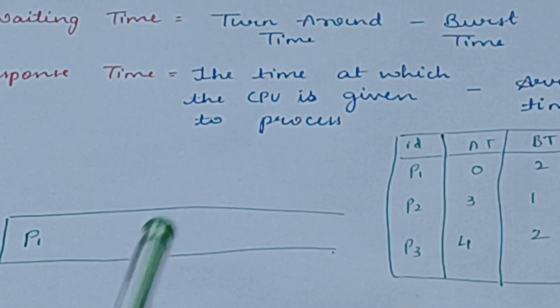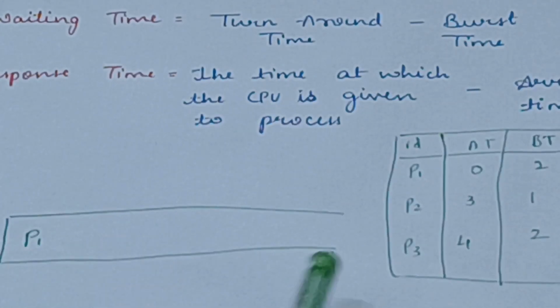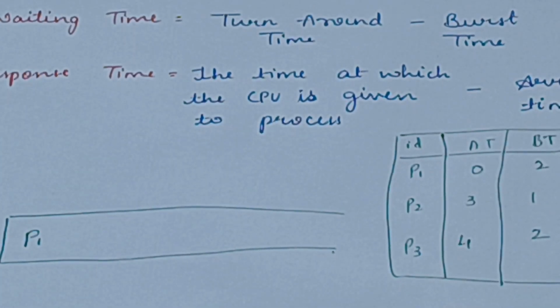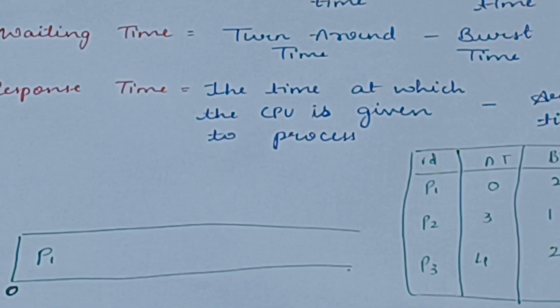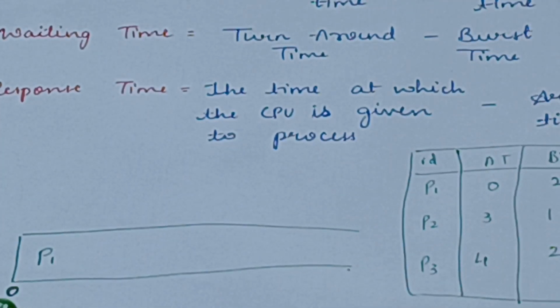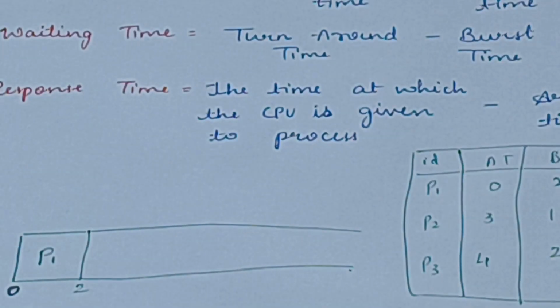Now, for us to understand how the Gantt chart is represented and how you will calculate all these times, see here: P1 arrives at 0 seconds, so P1 will be given to the CPU first. Its burst time is 2 seconds, so for 2 seconds P1 will get executed in the CPU.